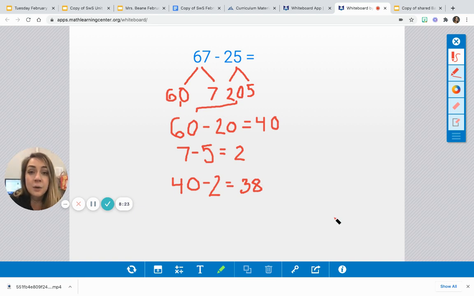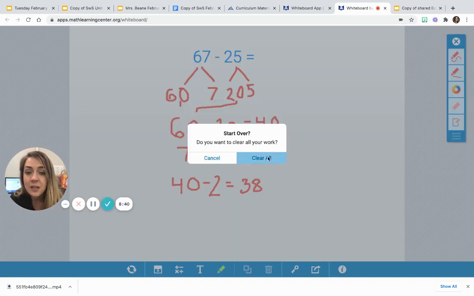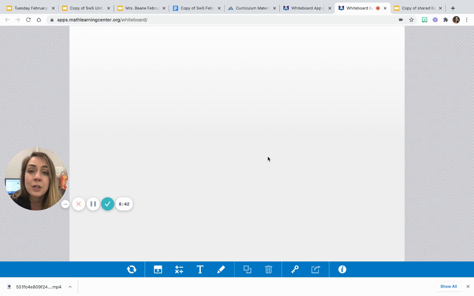All right, so here's what your assignment is today. I have showed you how to split an addition number sentence, and I just showed you how to split a subtraction number sentence. So now I'm going to delete this. And for your work today, I want you to practice using that strategy for 2 addition number sentences and 2 subtraction. So here they are.